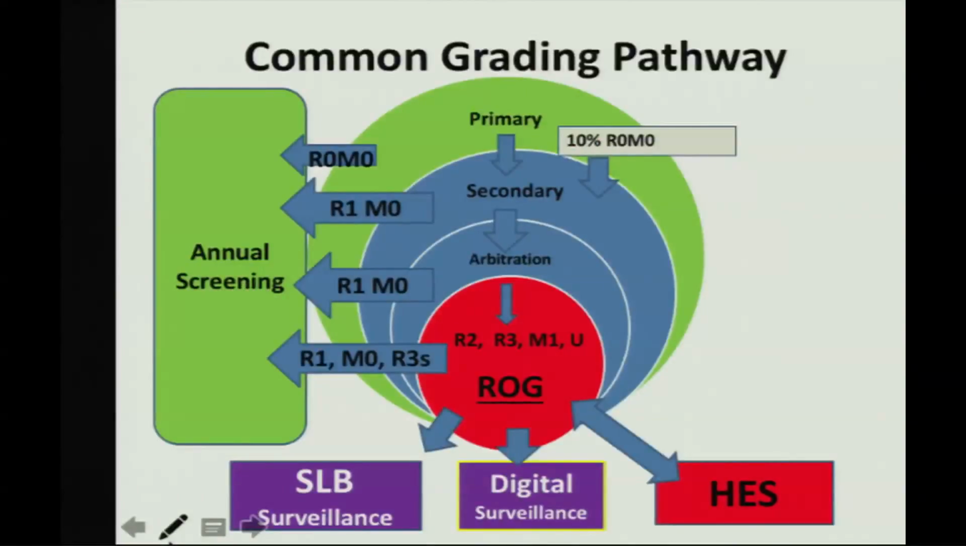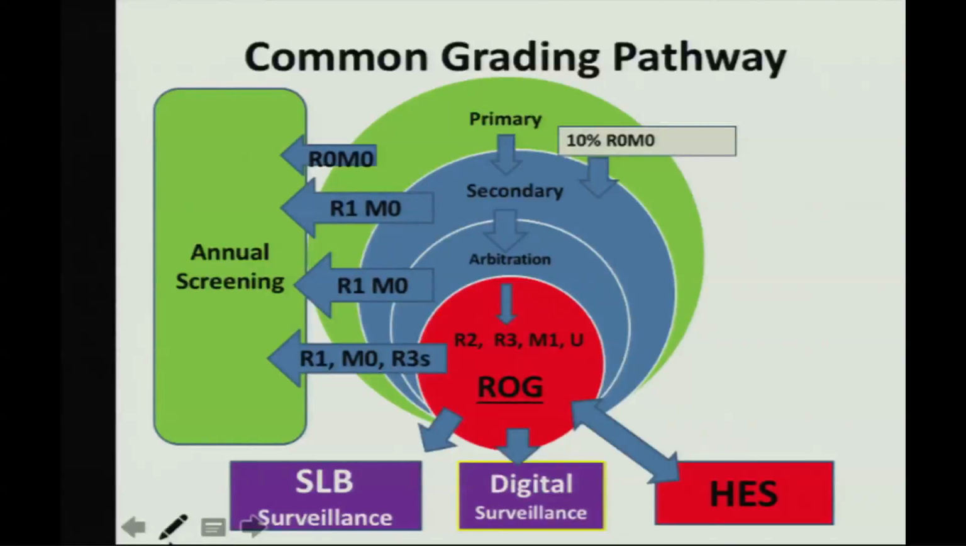Now, we follow a 4-level grading: primary grading, secondary grading, arbitration grading, and ROG, or referral outcome grading. At primary grading level, if there is R0, M0, which means it is screen negative, that goes to annual screening. All the screen positives go to secondary screening, where again R1, M0 go to annual screening. If there is a discrepancy or disagreement between primary and secondary grader, it goes to arbitration grading, and again at that level R1, M0 go for annual screening.